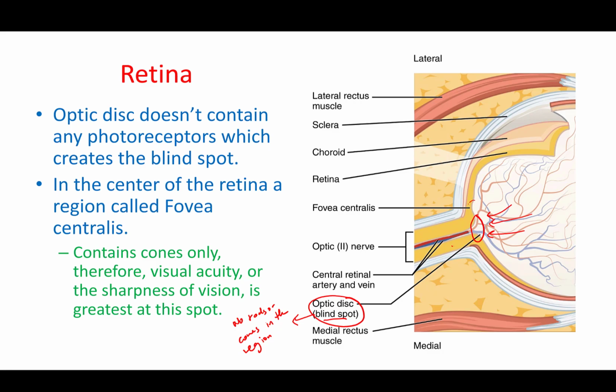Then the other region is here, the fovea centralis. The fovea centralis is the area of high vision. Here we have a high number of cones. If you are reading a book, for example, and focusing on one certain word, that word is reflected on the fovea centralis. So this is the area of sharp vision in our eye.